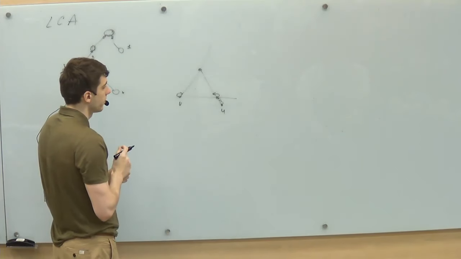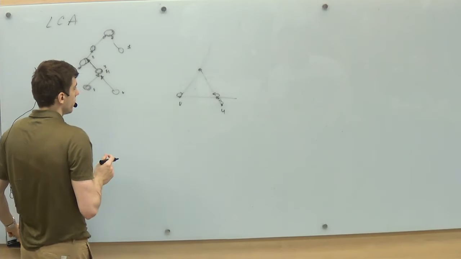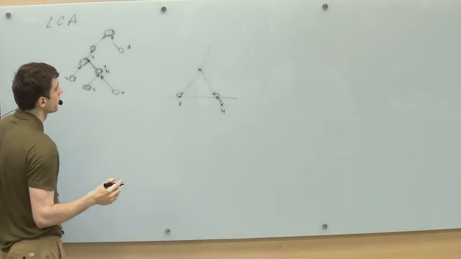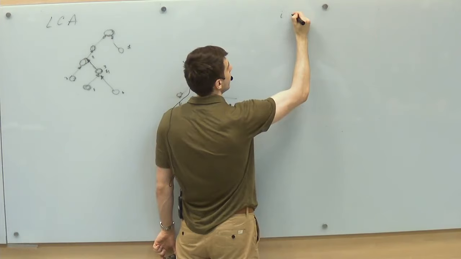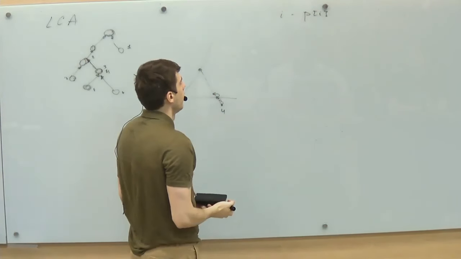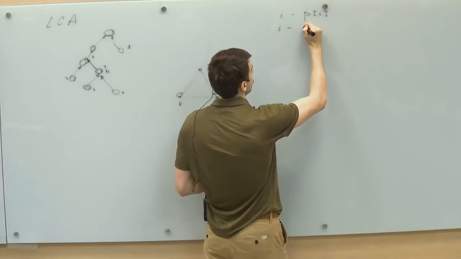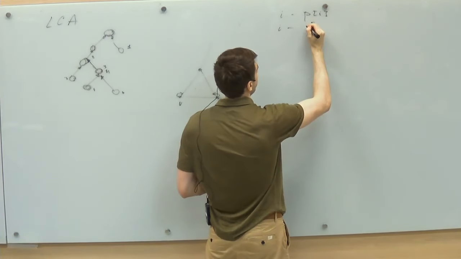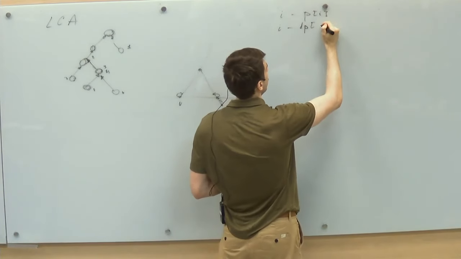The idea is very similar to binary search, and for the tree we will have to do additional preprocessing. Consider for each vertex i, we know its parent. Beyond that, let's calculate its parent's parent. Let's call it something related to dynamic programming.